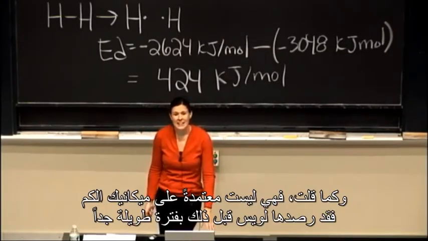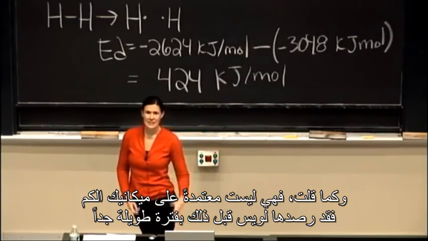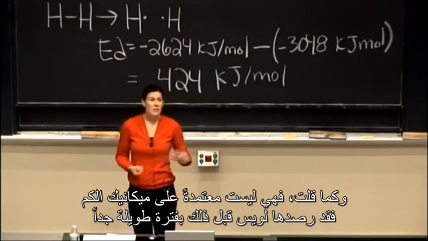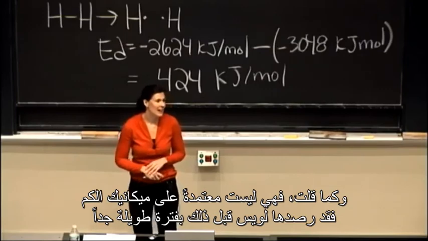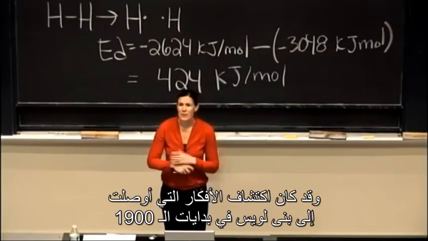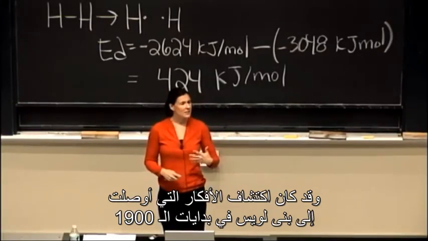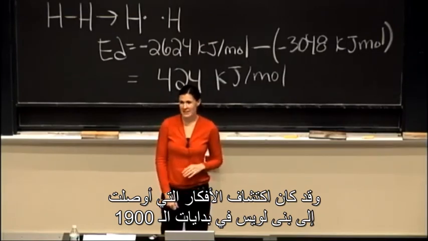So Lewis structures are really a model for a way to think about what the valence electron configuration is. And as I said, it's not based on quantum mechanics. It's something that Lewis observed far, far before quantum mechanics was discovered. So he came up with the ideas that led to Lewis structures in the very early 1900s.